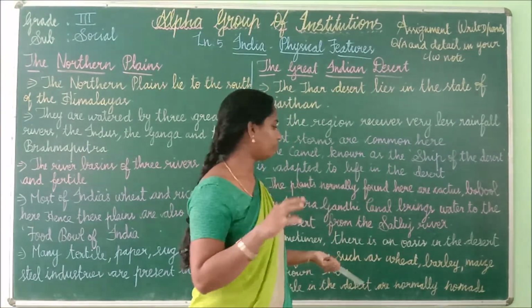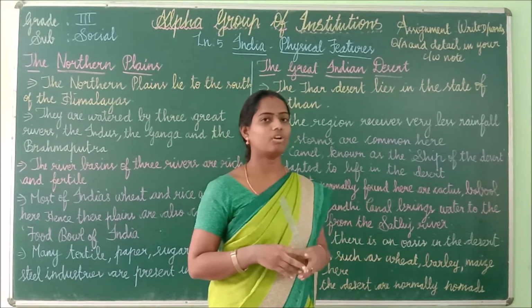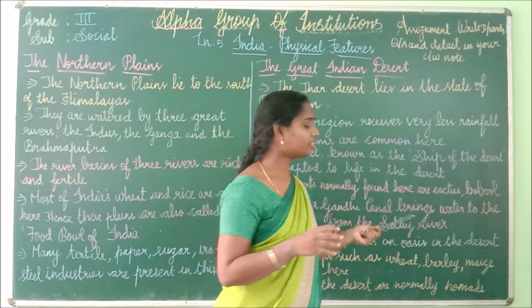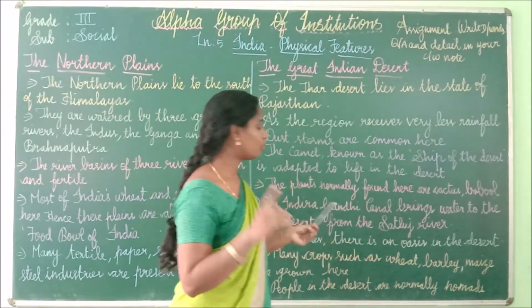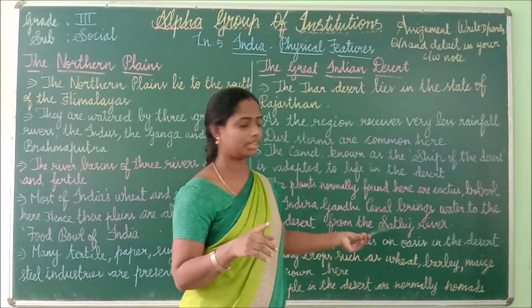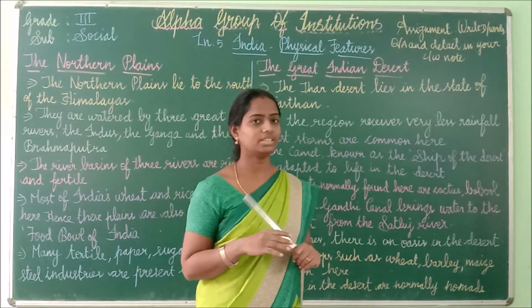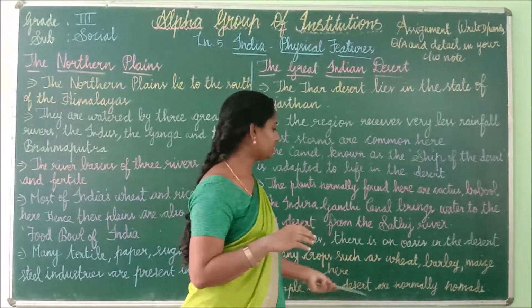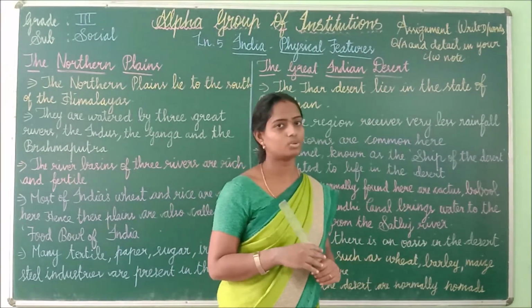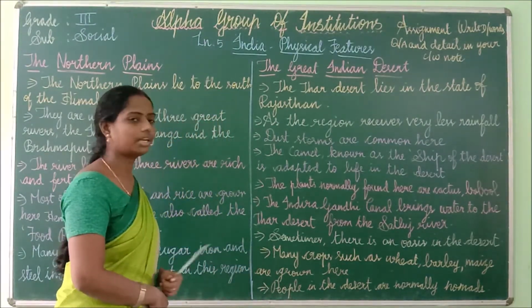So most of the people in this desert are nomads because they won't stay here because of the less rainfall, and there is also little cultivation, because the only way of cultivation is getting water from the Satluj river through the Indira Gandhi Canal. Isn't it? So most of the people will not live there. The people in the desert are normally called nomads. Okay, children, this is about the great Indian desert. Are you all clear about this, children?